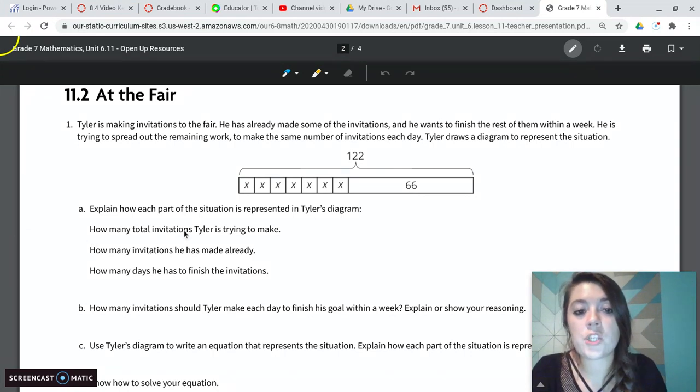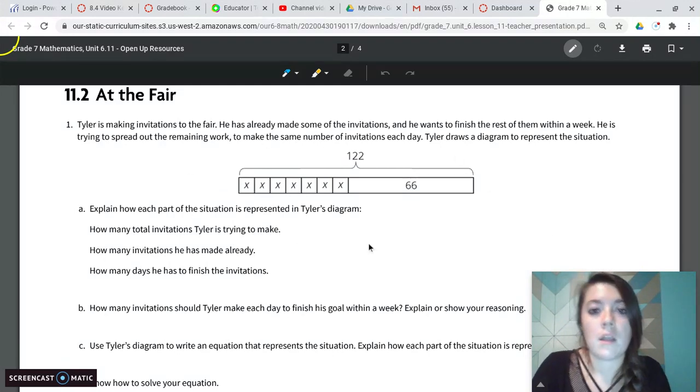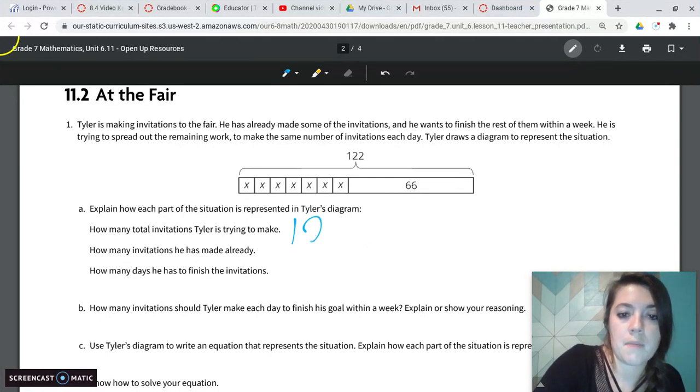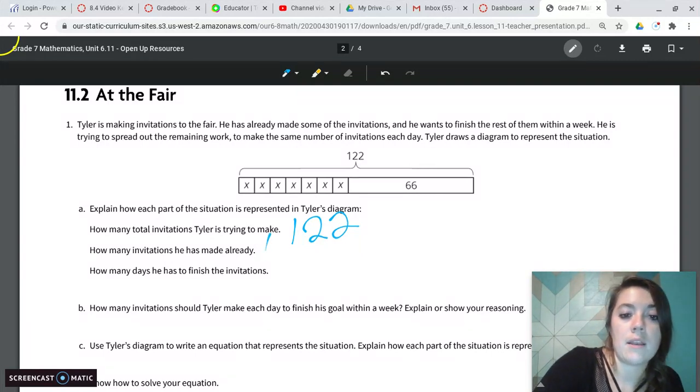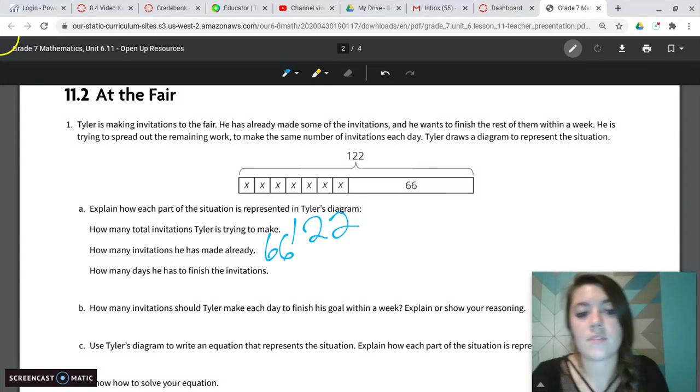So how many total invitations is Tyler trying to make? Well, if we look at our tape diagram here, what's our total? 122. So he's trying to make 122 invitations. How many invitations has he already made? Well, if we're going to look for how many he has left that he wants to divide evenly, we look to the number that's not our variable. So he's already made 66 invitations.